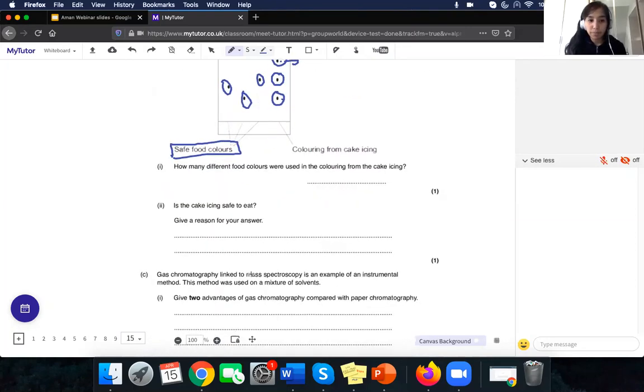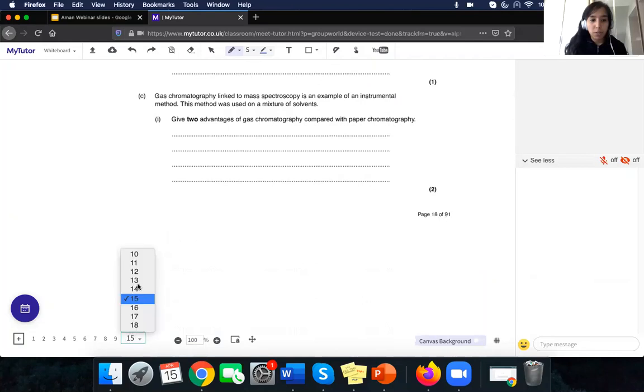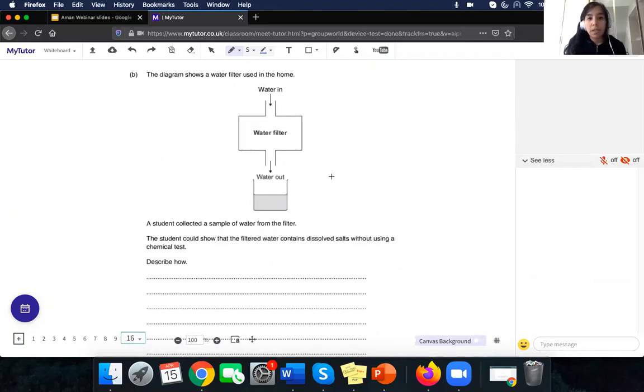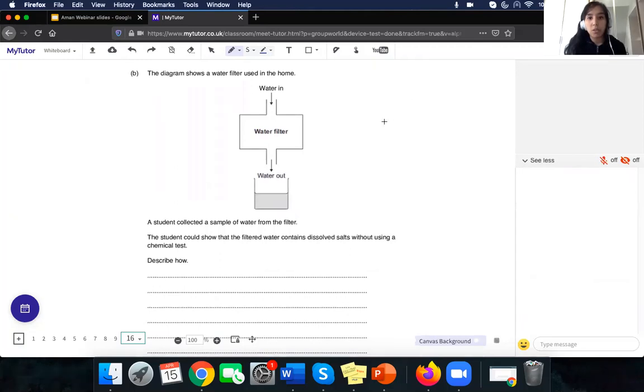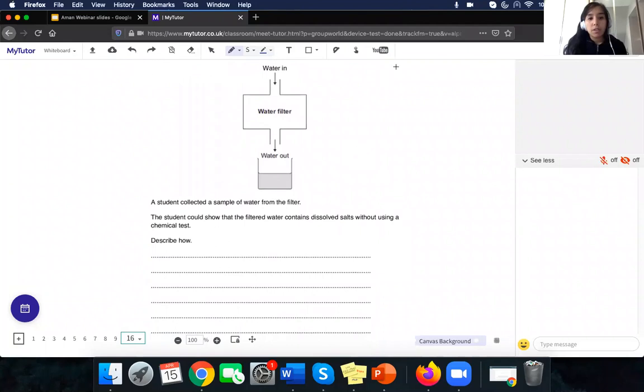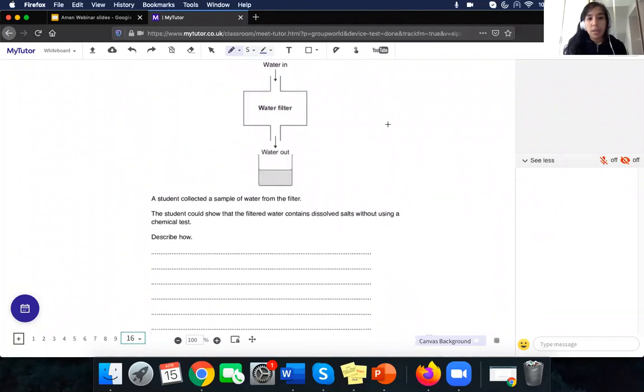Okay, so we're not going to cover gas chromatography. All right, before we go on to the Q&A, let's have a go at this question. This isn't chromatography, it's about filtration. And another one, so it's about yesterday's topics.